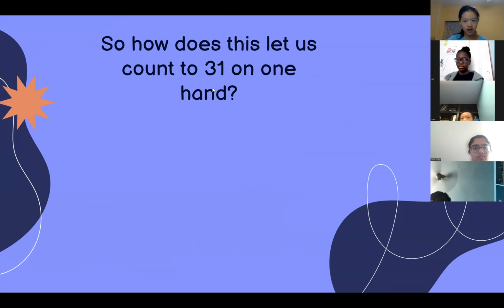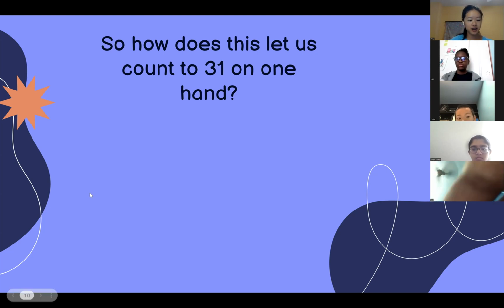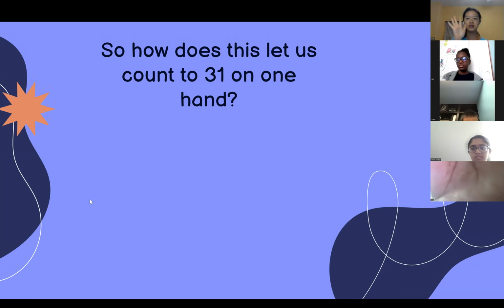Okay, so I think Ruth mentioned that using base 10, you can count to 5 on a hand, right? You can count 1, 2, 3, 4, 5, and that's it for one hand. But if you use binary, you can actually count to 31 on one hand. And the way we're going to do that is not because you have more fingers. You're still using 5 fingers. It's just that this time we're going to pretend each of the fingers represents one of the binary place values.